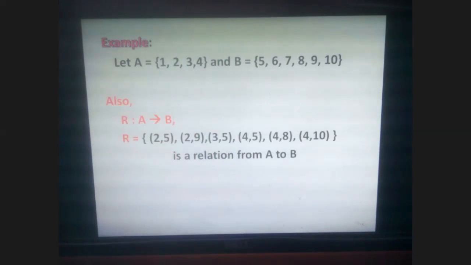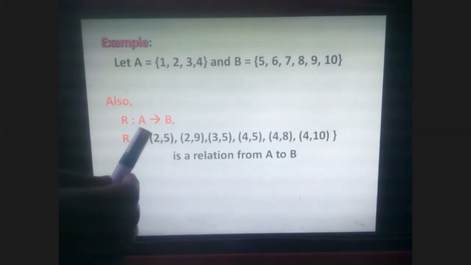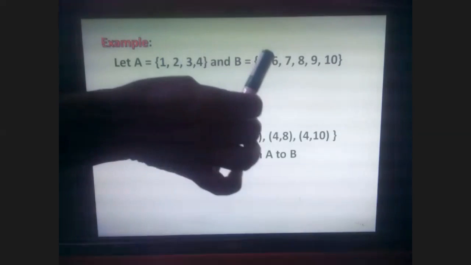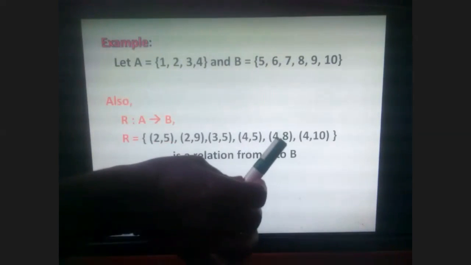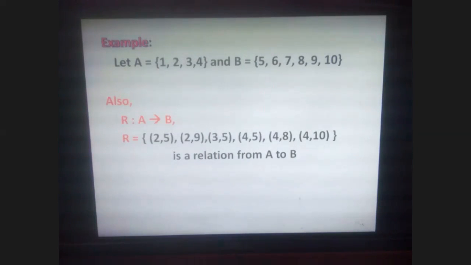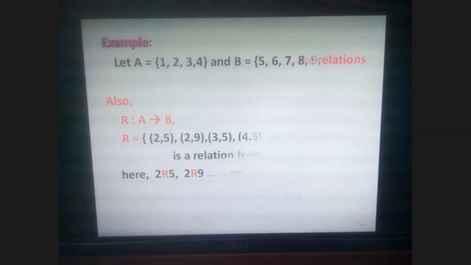One more example. So many examples. (2,5), (2,9), (3,5), (4,5), (4,8), (4,10). These are some examples for a relation. So ultimately, what is a relation from A to B? It is a subset of A cross B. Here 2 related to 5, 2 related to 9, and so on.